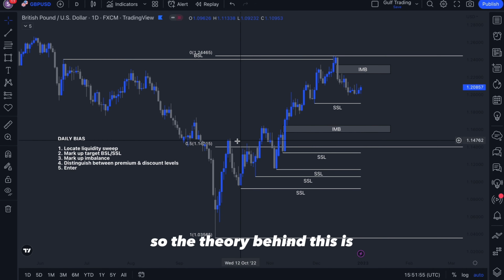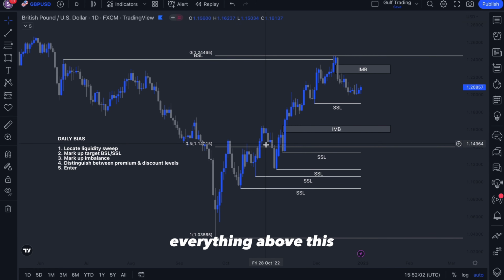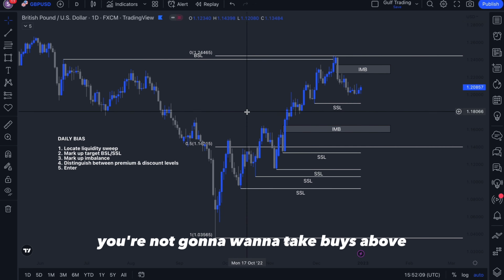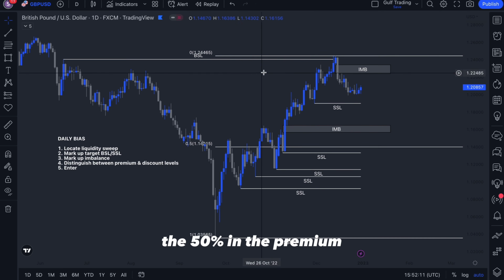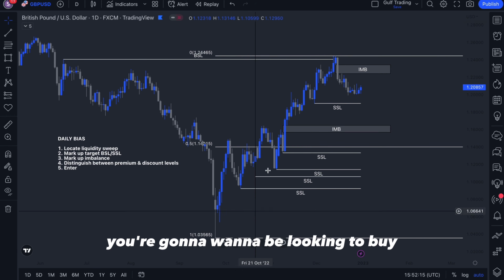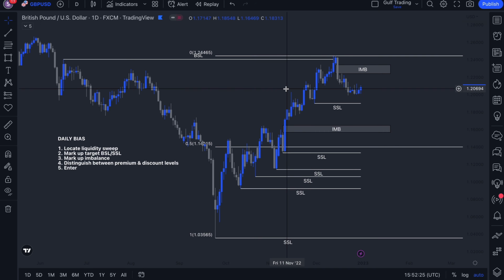The theory behind this is that the 0.5 is the equilibrium level. This is where price is going to tend towards. Everything above this level is premium and everything below this level is a discount. So for example, when you're in the trading range, you're not going to want to take buys above the 50% in the premium, and you're not going to want to take sells in the discount. You're going to want to be looking to buy in this discounted area, and you're going to be looking to sell in this premium area.